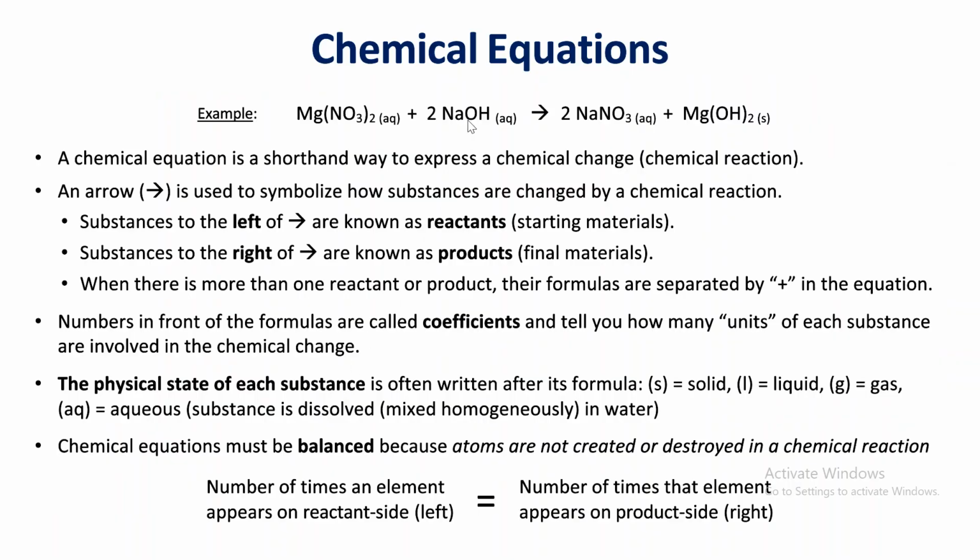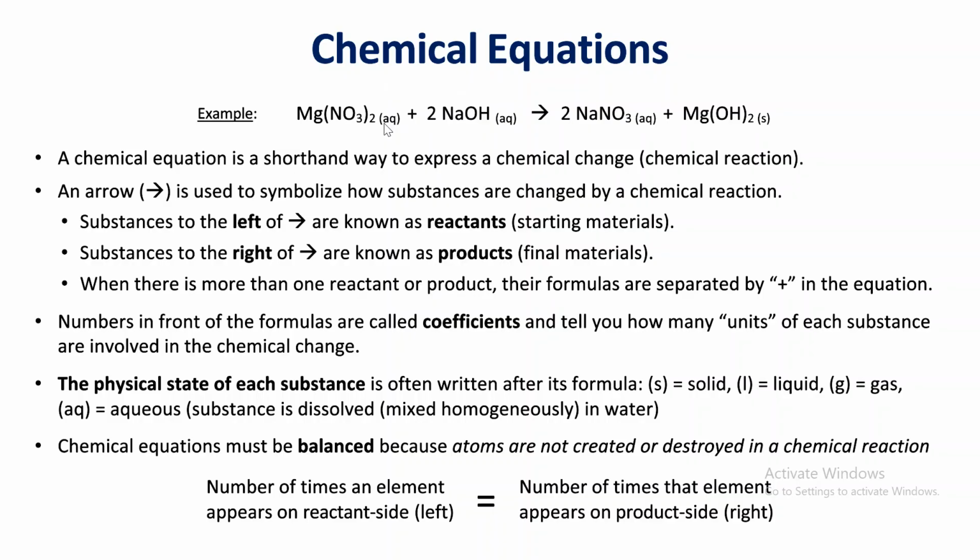Let's talk about the chemical equation. Again, we discussed this in this week's lesson, chapter number 7. In the chemical equation, you have reactants, which are written on the left side of the arrow. The arrow is like your equal sign. And on the right side of the arrow, you have your products. So the arrow symbolizes how the substances are changed by the chemical reaction.